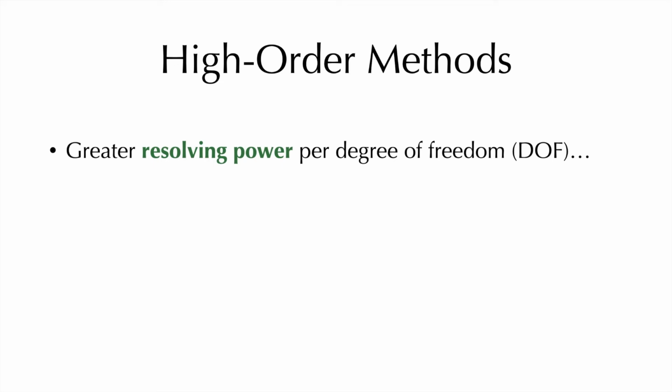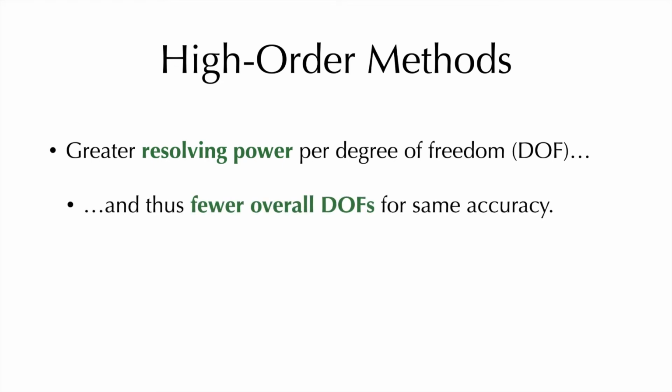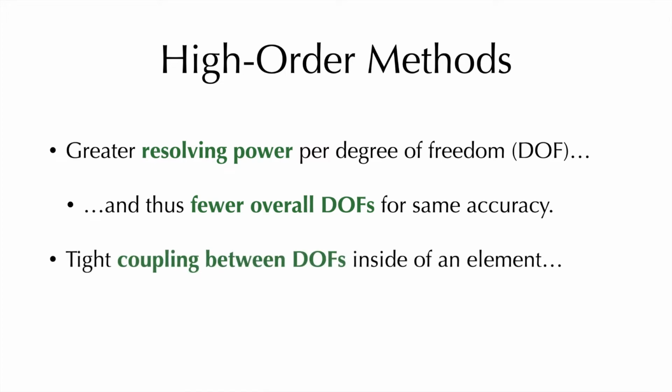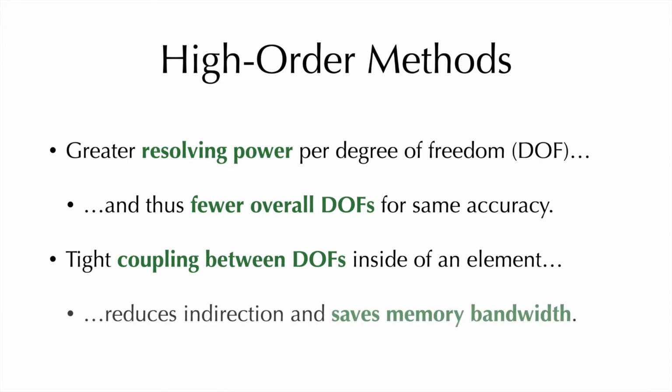Hence, we have greater resolving power for each degree of freedom, and thus, for the same level of accuracy, we need fewer overall degrees of freedom. Moreover, inside each element, there's a relatively tight coupling between the degrees of freedom. And this is nice as it reduces indirection and hence saves on indirect memory access, and also conserves memory bandwidth, both things which are very important for today's accelerators.